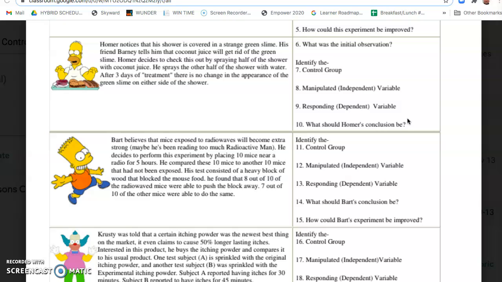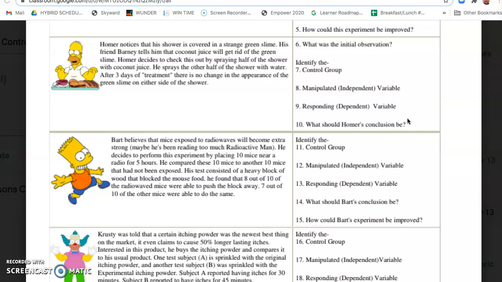What's the control group? So what didn't change? Which group had nothing that was changed? Which group had stuff that stayed the same? Manipulated. What did they say would make the mice become extra strong? Responding, dependent variable. What is supposed to change because of the radio waves?